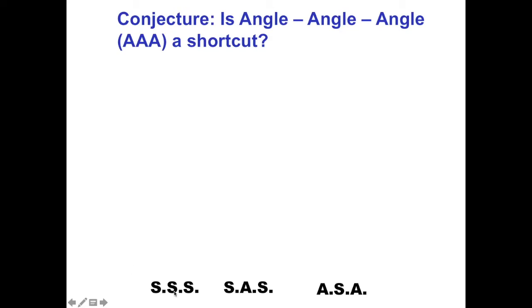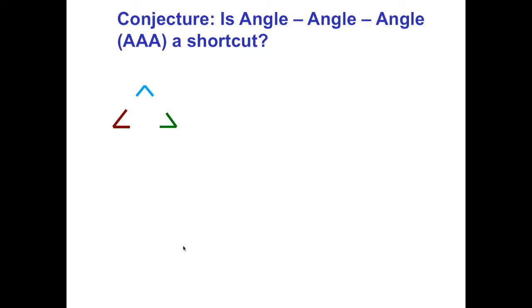And this is similar to SSS. Well, if it worked for sides, 3 sides all being congruent to the other 3 sides of another triangle, the triangles were congruent. So angle is a little bit different than this, though. So let's take a look here. I think you know the answer.